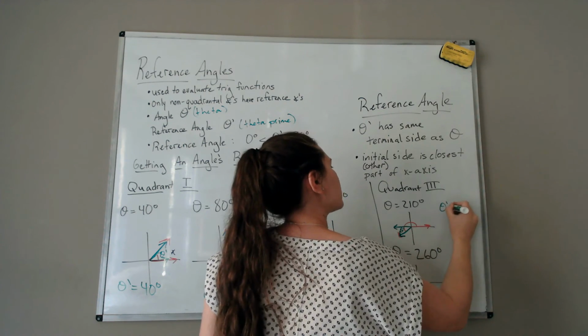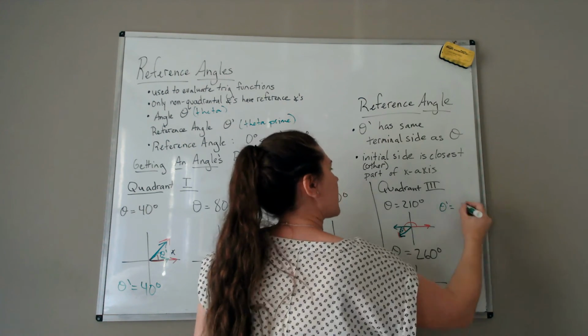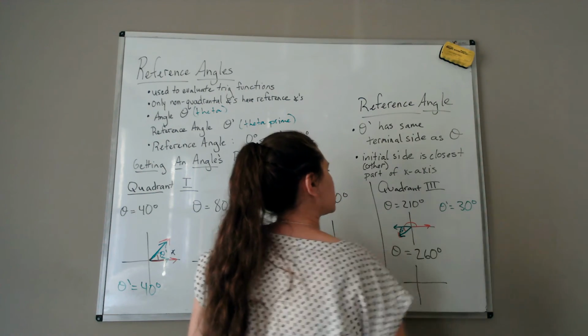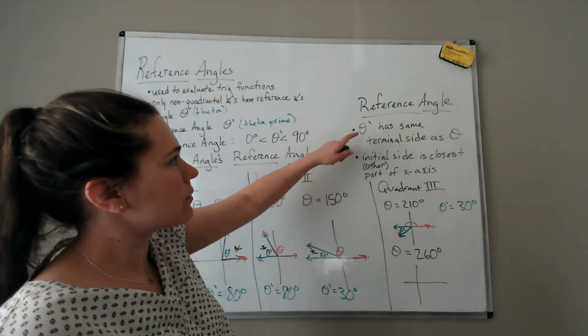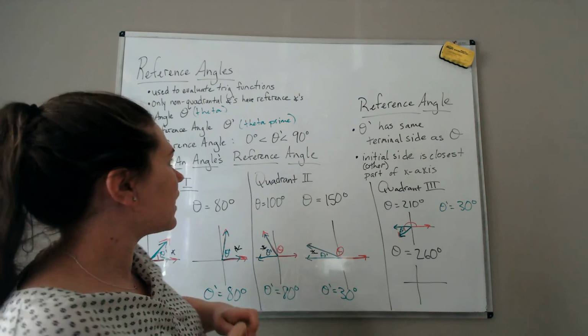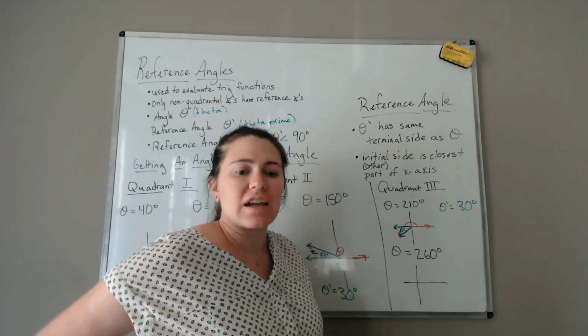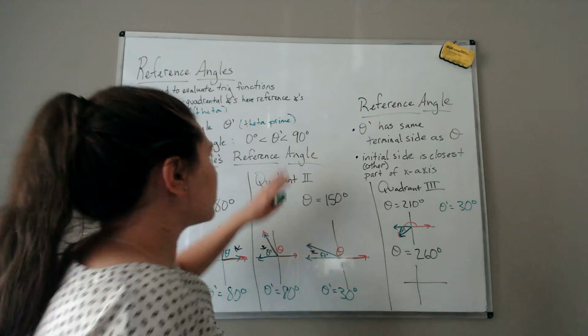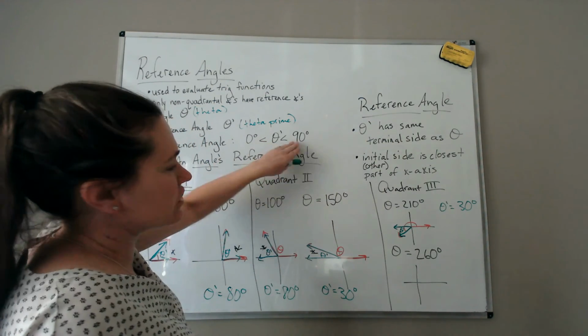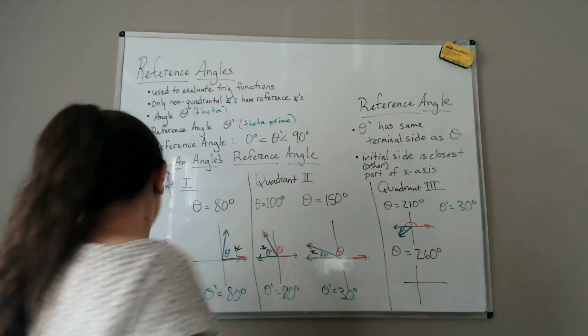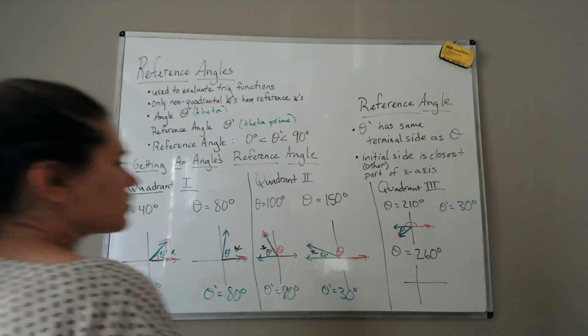What is the degree measure of theta prime? Theta prime is 30 degrees. Okay, another piece of information you want to include in your reference angle: you never name a reference angle negative. A reference angle is always a value that's between 0 and 90 degrees. Next up is 260 degrees.